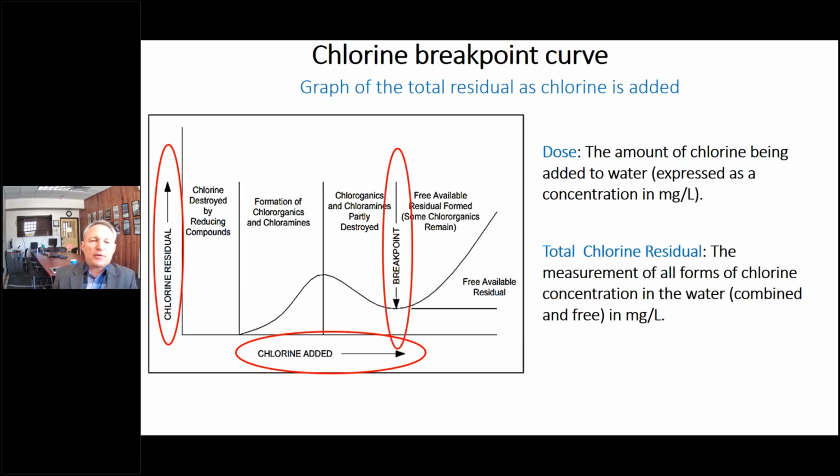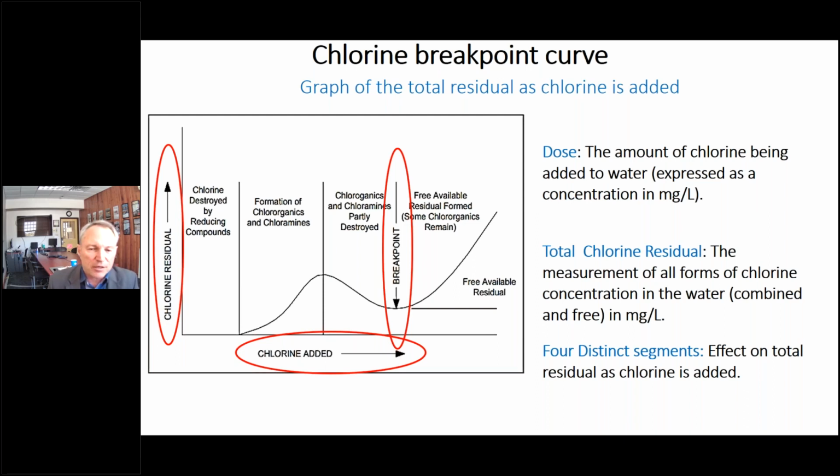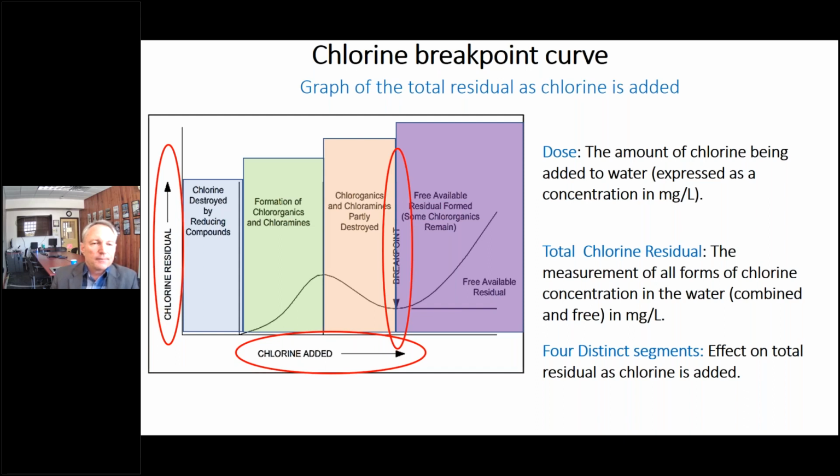And something happens here at the break point. We begin building free chlorine residual, and generally we think of this chart in 4 distinct segments, and we're going to look at each segment in order here. So overall, we're looking at what is the effect on the total residual as chlorine is added. So let's dive in and take a look. We're going to look at that first segment first.